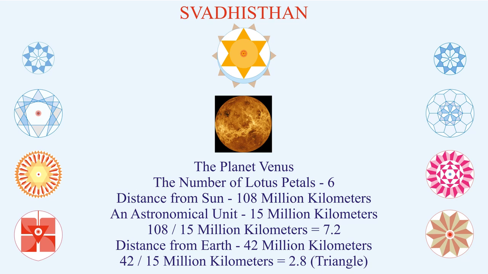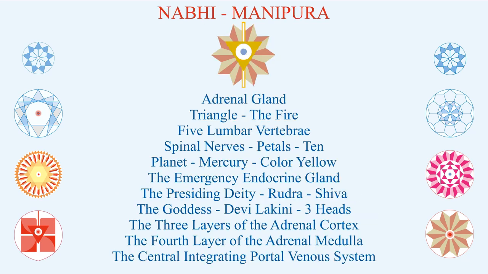Swadhisthana chakra has got 6 petals, and its association is Venus, and it is closely related with reproductive organs and endocrine glands, and also the sacral parasympathetic system and its associated sympathetic system. So again, we can see the correlation, how beautiful it is.